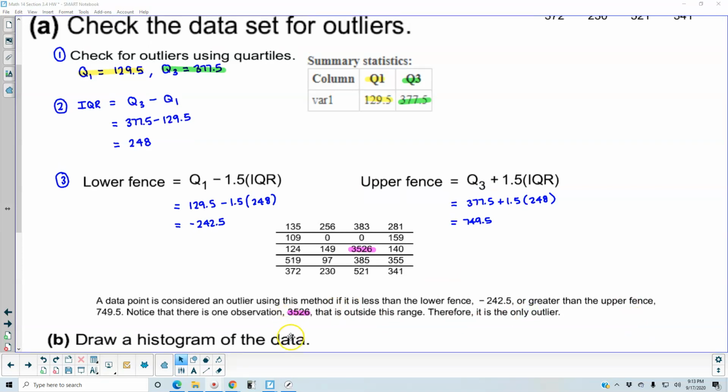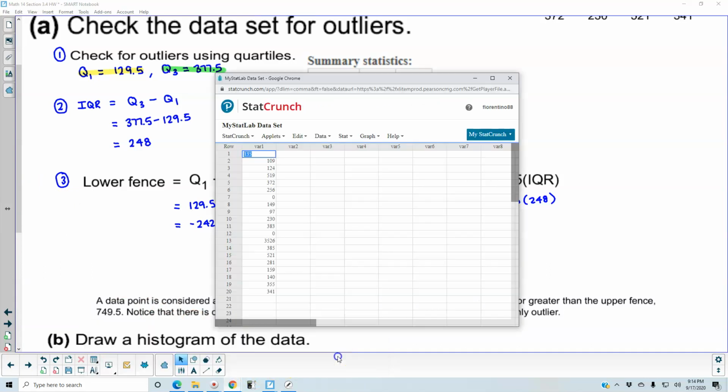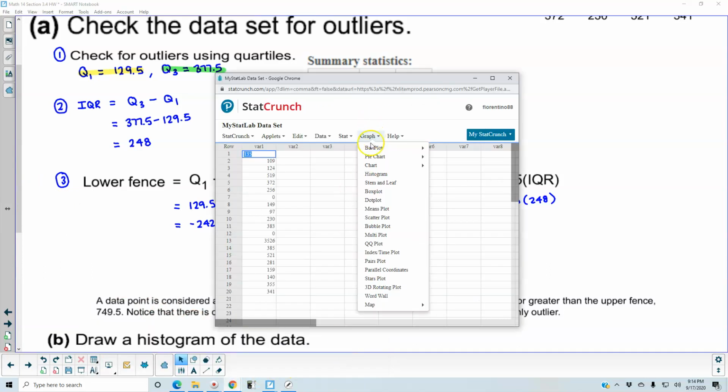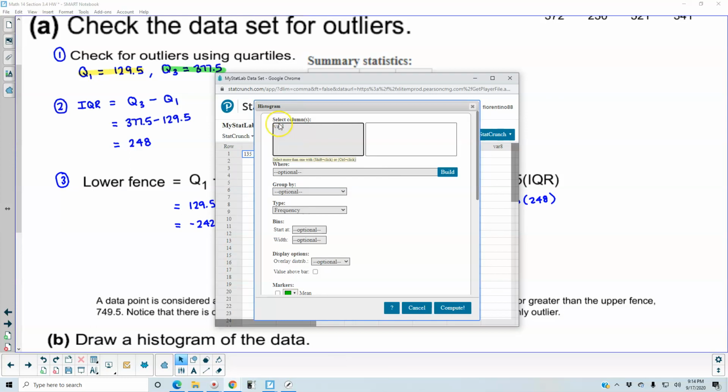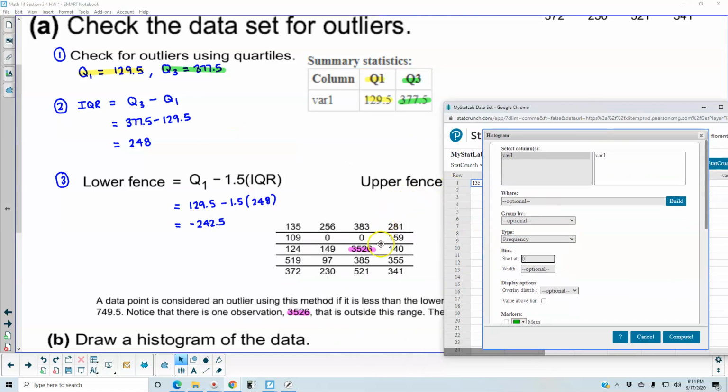So now we want to draw a histogram of the data. We know that the lowest number that we have is 0. And if you notice here, we have 135, then we have 200, we have 300, then we have 500. So you can see here that we're going in hundreds. So when we go to our data, we're going to create our histogram. We're going to select our column. We want our frequency. So we're going to start at 0 because that's the lowest amount in our data.